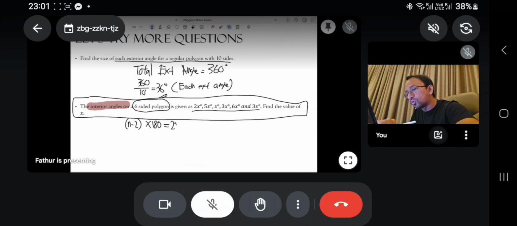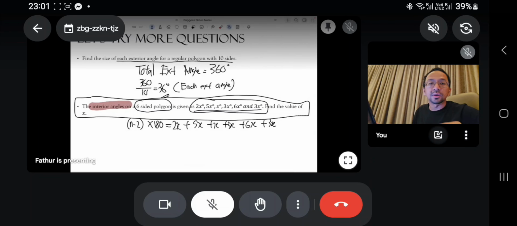Which is the sum of 2x plus 5x plus x plus 3x plus 6x plus 3x. So all these angles all combined together, right? Okay, so now what is the value of n? It's a six-sided polygon, right? So it becomes 6. So 6 minus 2 times 180.